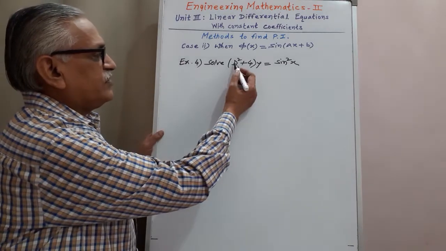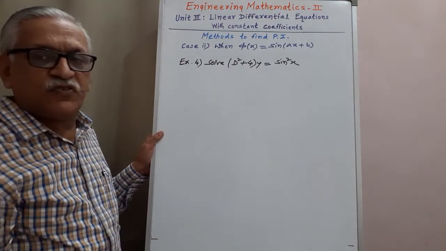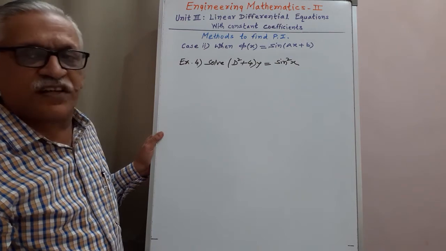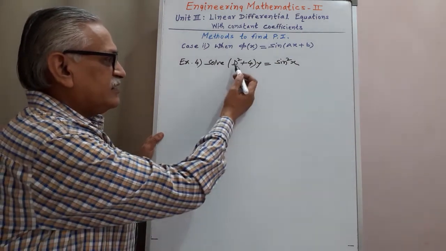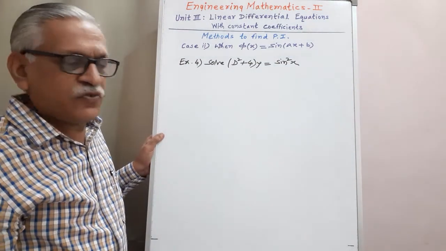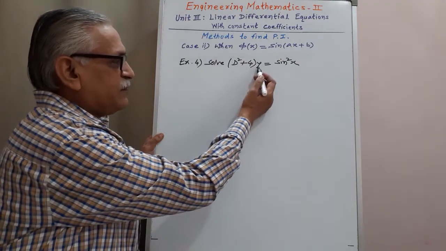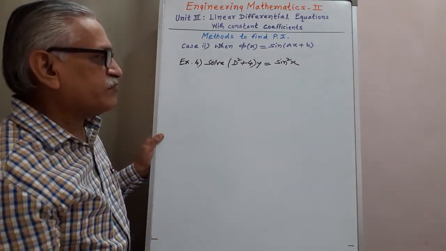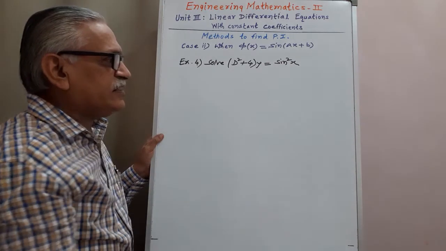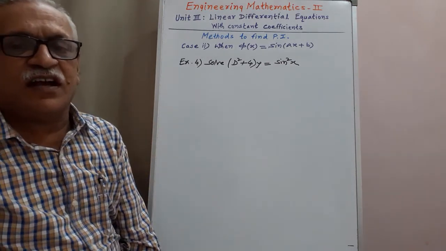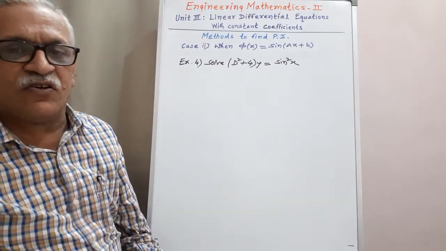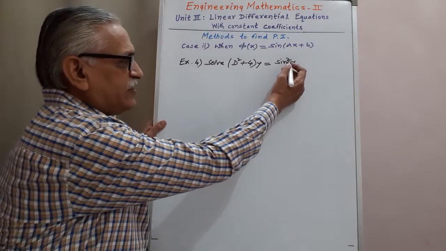Solve the differential equation (D square plus 4) y is equal to sine square x. Here the given differential equation is of order 2 with y as the dependent variable and x as the independent variable. The term on the right hand side is sine square x. It is not directly in the form of sine or cosine. It is here sine square.